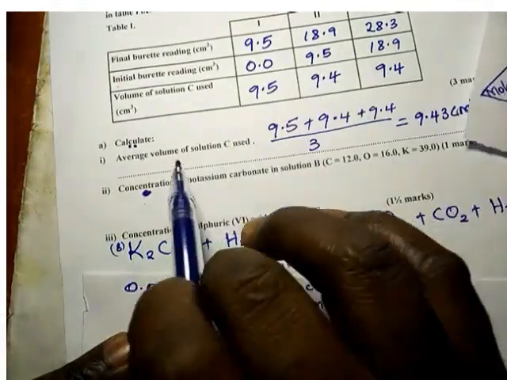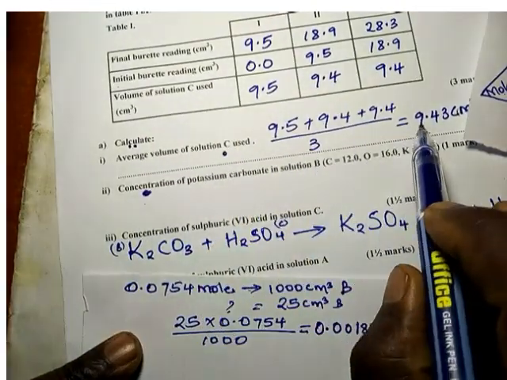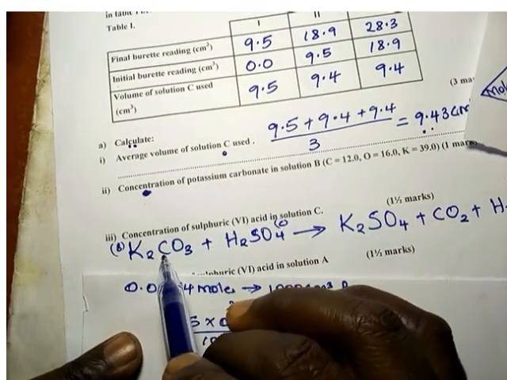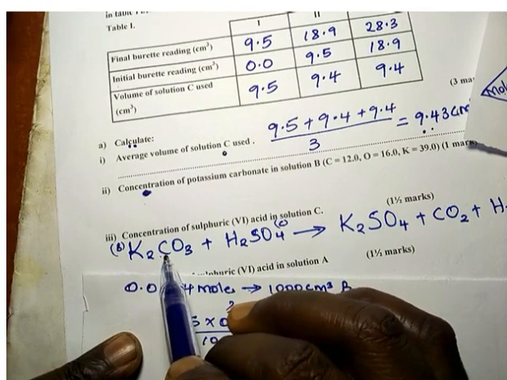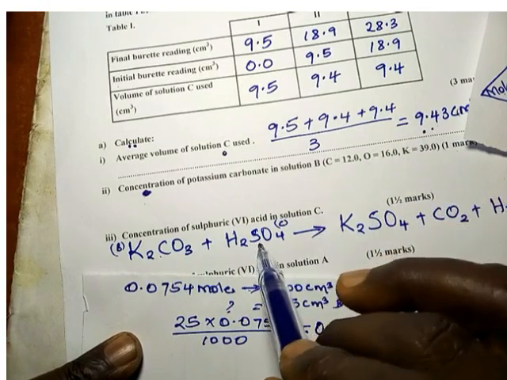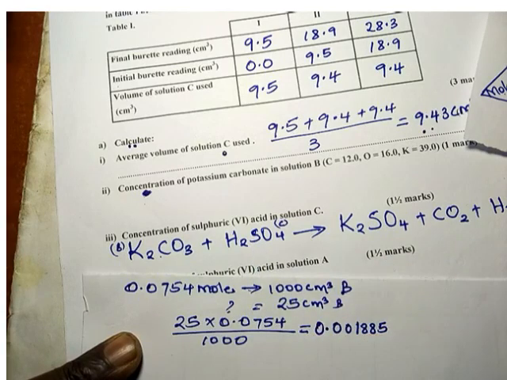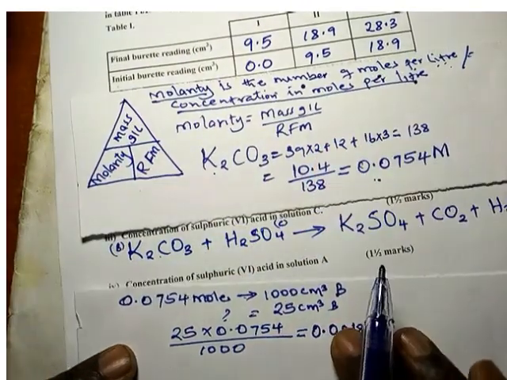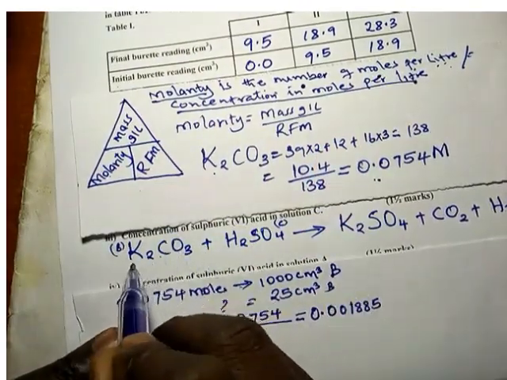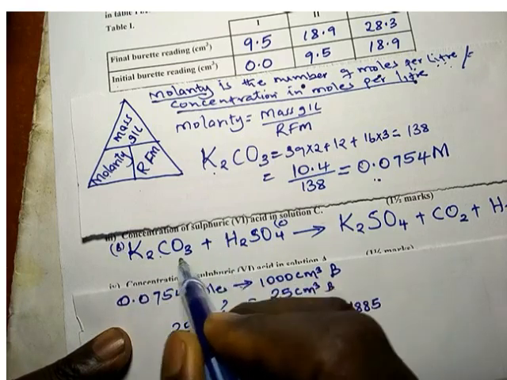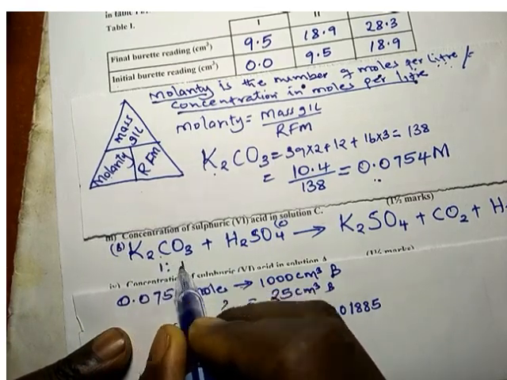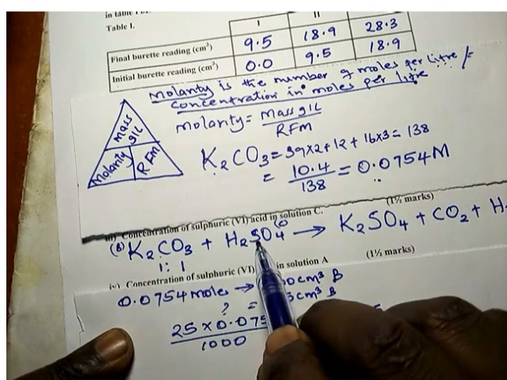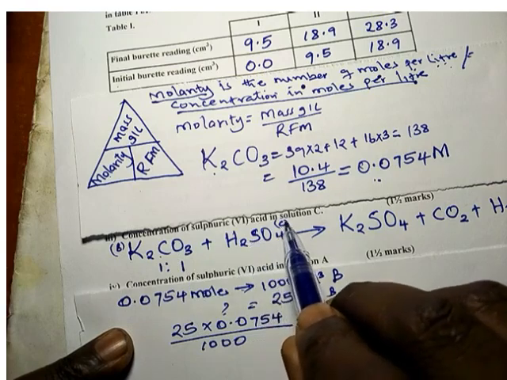Remember, the volume of sulfuric acid, the solution C, is 9.43. So 25 centimeters cubed of B, potassium carbonate, reacted with 9.43 of solution C, sulfuric acid. Here we are together. Very good. So now the mole ratio here is 1:1, because if you look here it is 1. So the number of moles of potassium carbonate will be equal to the number of moles of sulfuric acid, solution C. Very nice.